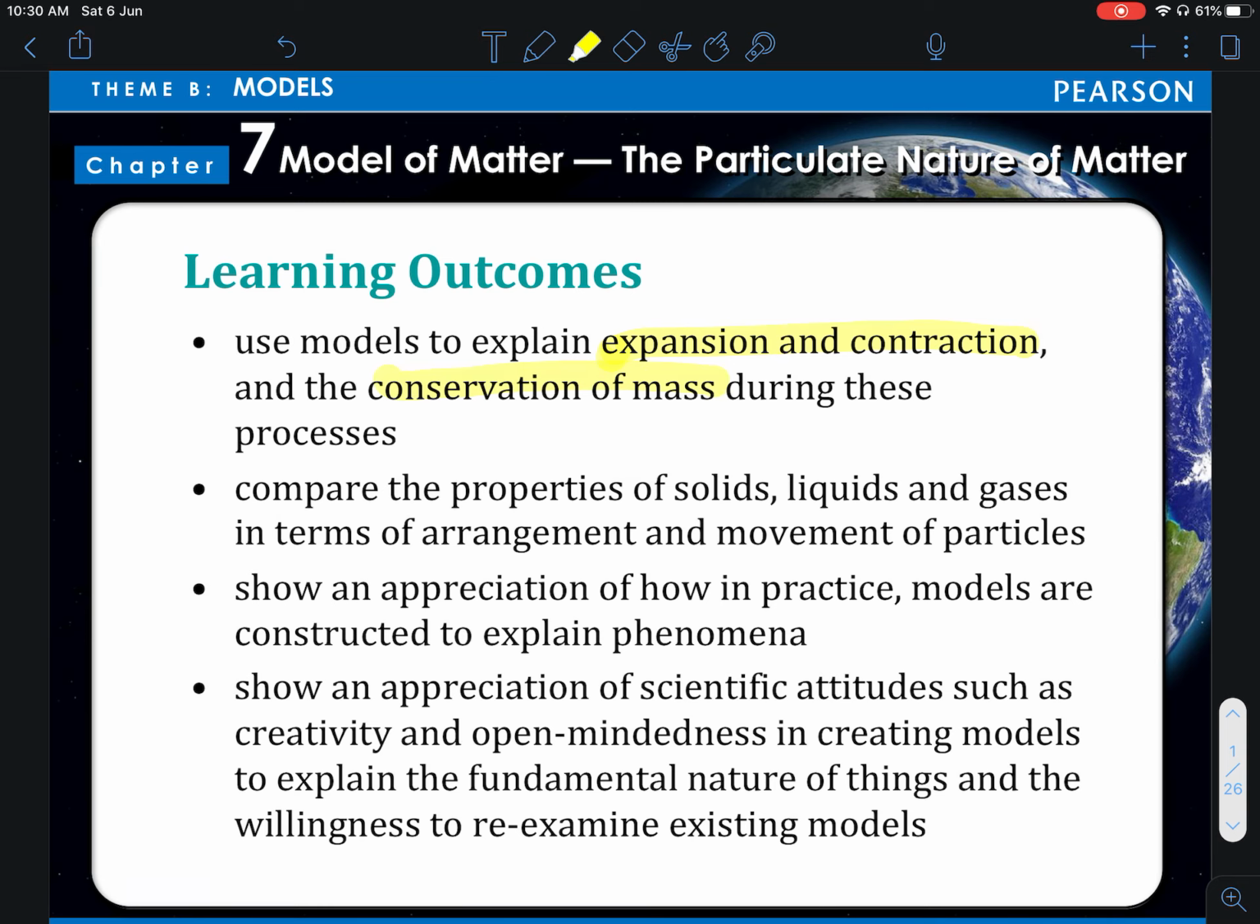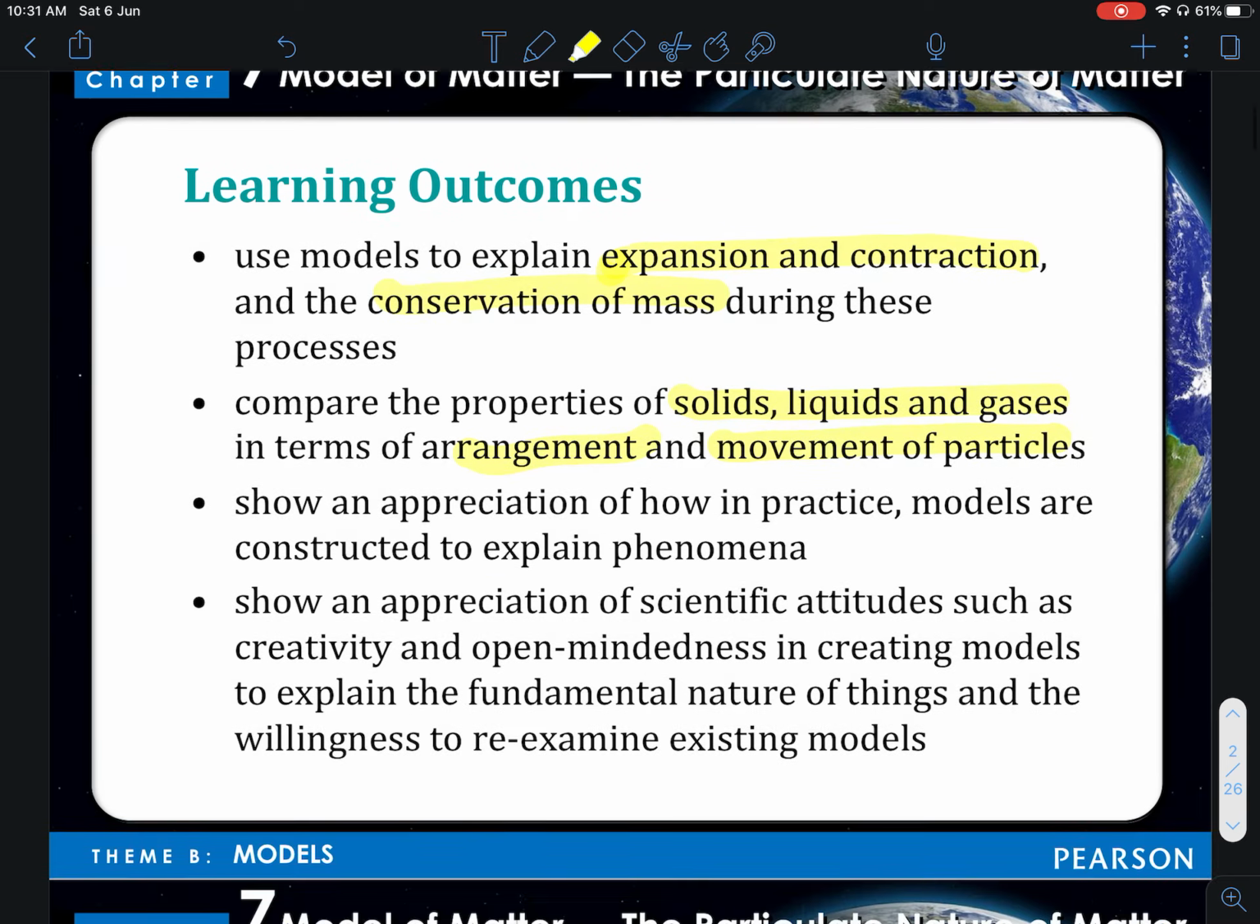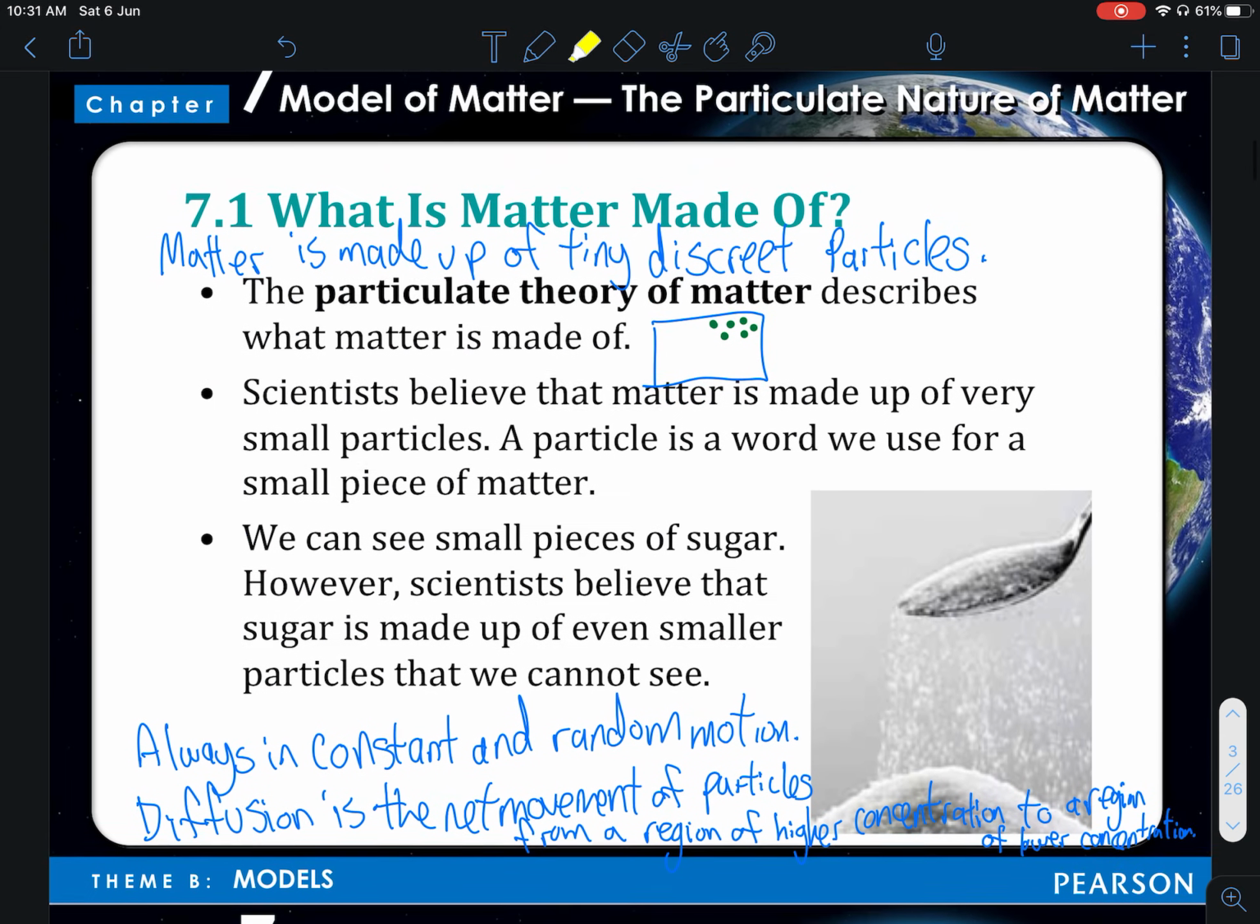We will also compare the solid, liquid, and gas in terms of arrangement and movement of the particles, and slowly try to tie in everything towards how it actually happens or behaves in our real daily life. Okay, so without further ado, let's begin.